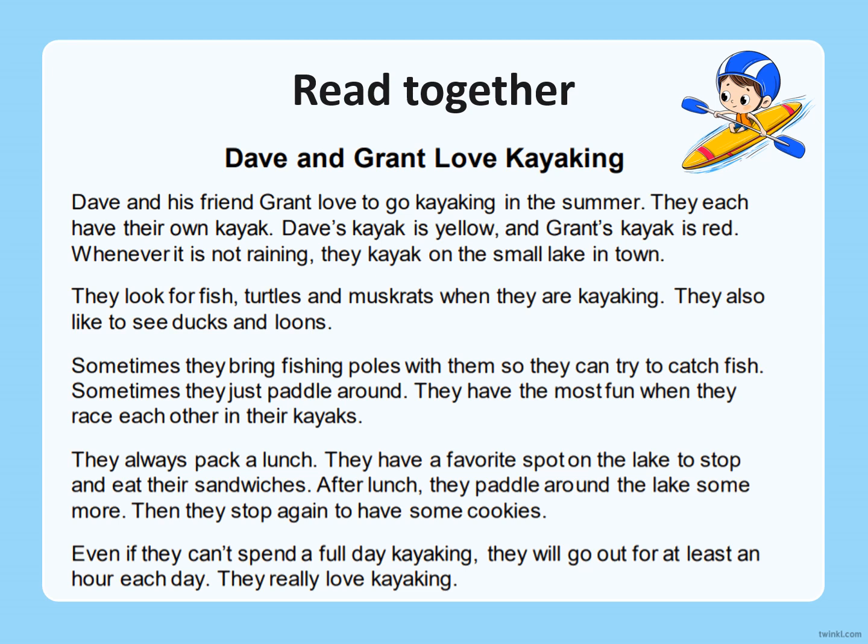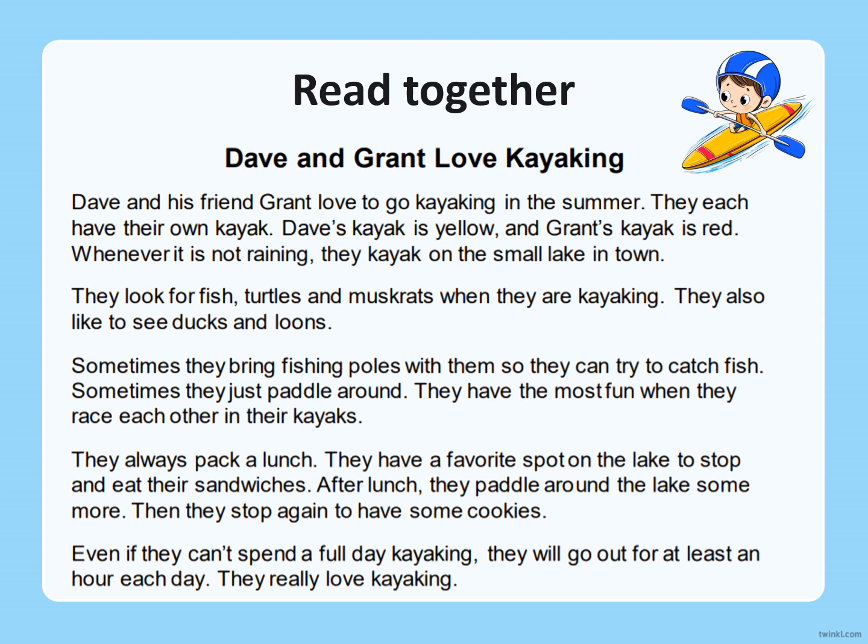Dave and Grant love kayaking. Dave and his friend Grant love to go kayaking in the summer. They each have their own kayak. Dave's kayak is yellow and Grant's kayak is red. Whenever it is not raining, they kayak on the small lake in town. They look for fish, turtles, and muskrats.